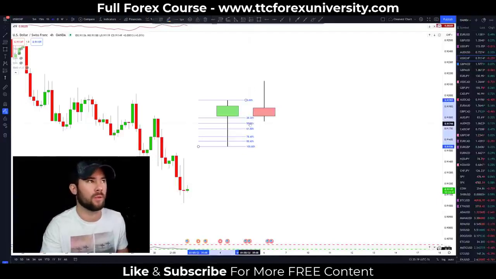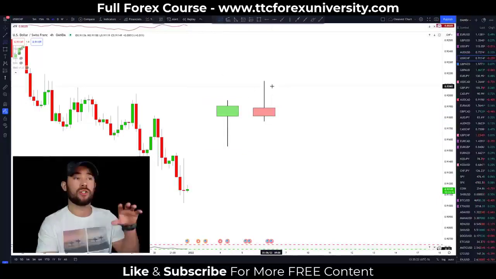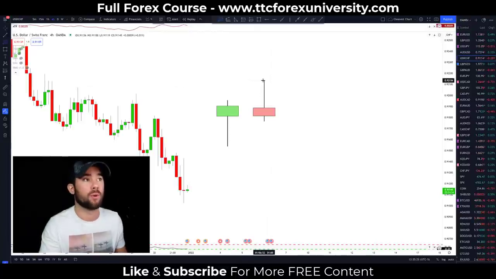We'll go over that really quickly. This should be pretty easy to get. So for a shooting star, what we're looking to do is pull from the top of the wick or the high of the candle, our Fibonacci retracement, down to the lowest wick or the low of the candle. And in this case, what do you think we're looking for?